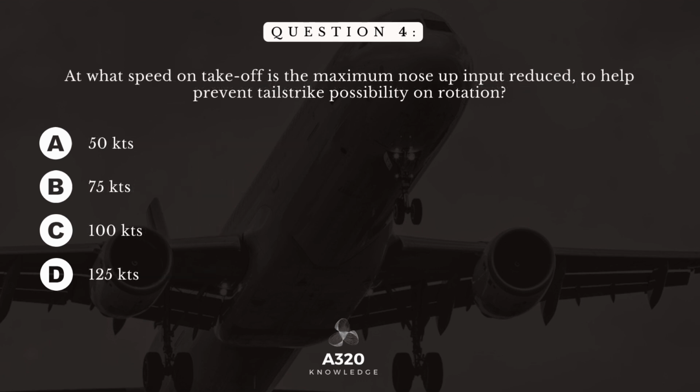Question 4. At what speed on takeoff is the maximum nose-up input reduced to help prevent tail strike possibility on rotation? A. 50 knots. B. 75 knots. C. 100 knots. D. 125 knots.